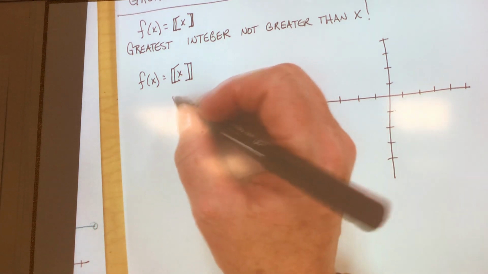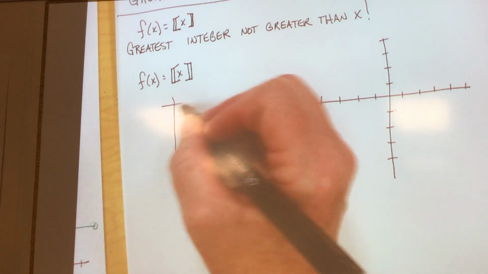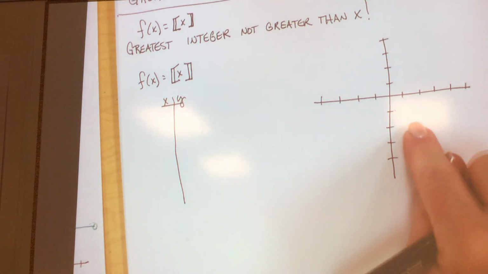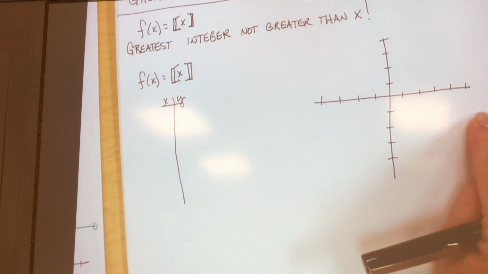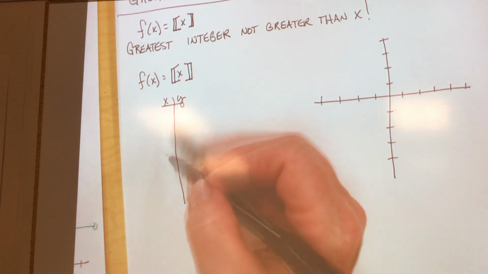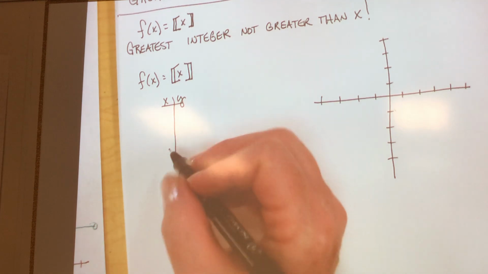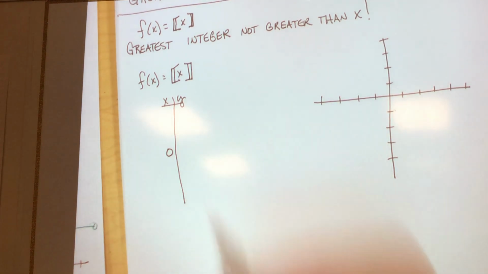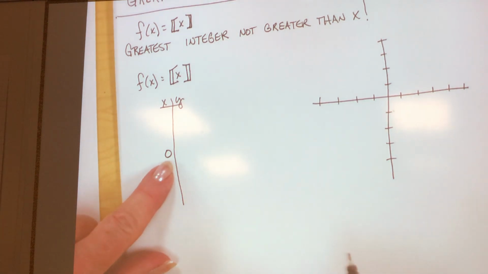Remember when we did parent functions and we made a big old giant T-chart? I like to always start on the right-hand side because kids are more comfortable with positive numbers than they are with negatives. So I'll leave a little space up here to do my negatives. I'm going to start at 0. Tell me the greatest integer not greater than 0.